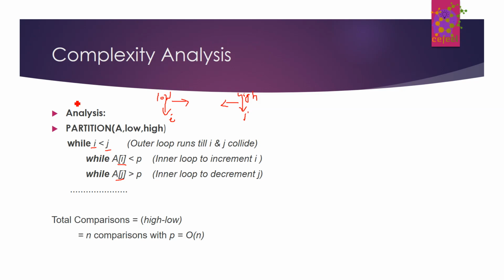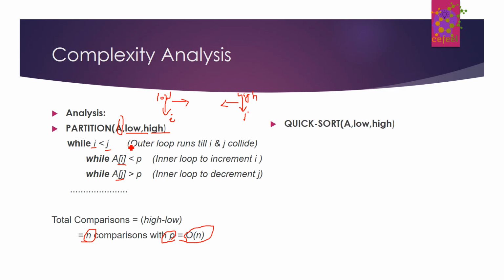So what happens in this case is the total number of comparisons that we are making is just high minus low, or high minus low plus 1. In other words, it's just n comparisons. If we say the size of A that was given is n, then it's just n comparisons with P. So at max we make n comparisons with P, which is order n. Which means the partition algorithm runs in order n. Definitely if the size has reduced to n by 2, it will be n by 2, but given that the size of the array A is n, we say that the total comparisons or the time complexity of partition is order n.